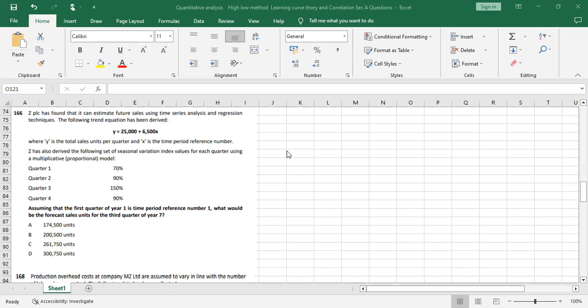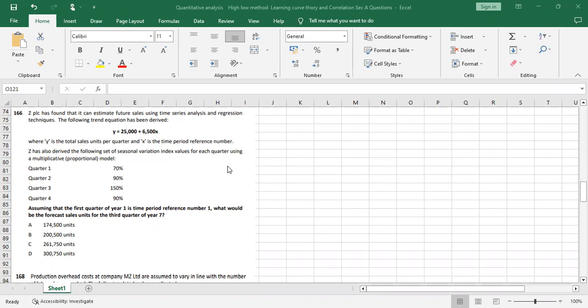I am continuing with the same chapter, which is called quantitative analysis and budgeting, or quantitative aids in budgeting, or quantitative techniques. We have already discussed two topics from this chapter. I just want to do the remaining 3 to 4 MCQs, which are relevant to correlation, indexation, or seasonal variation. After completion of these MCQs, we will move on to the next topic or next question, which is relevant to pricing. It is covering pricing as well as learning curve theory.